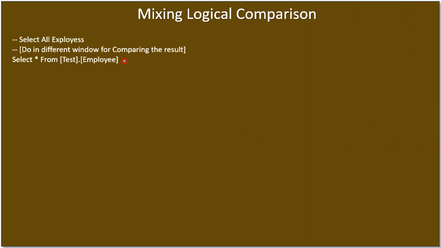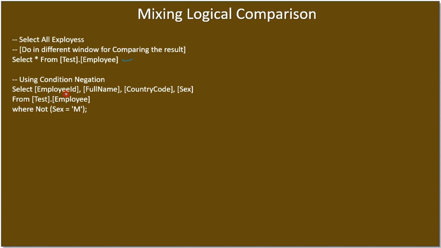So as usual, first we select all the records from employee table. Then here, if you see, we are putting where condition as sex equal to male. Then here we are using the logical operator not. That means sex equal to male not. So sex is not male. So that's what here we are checking.